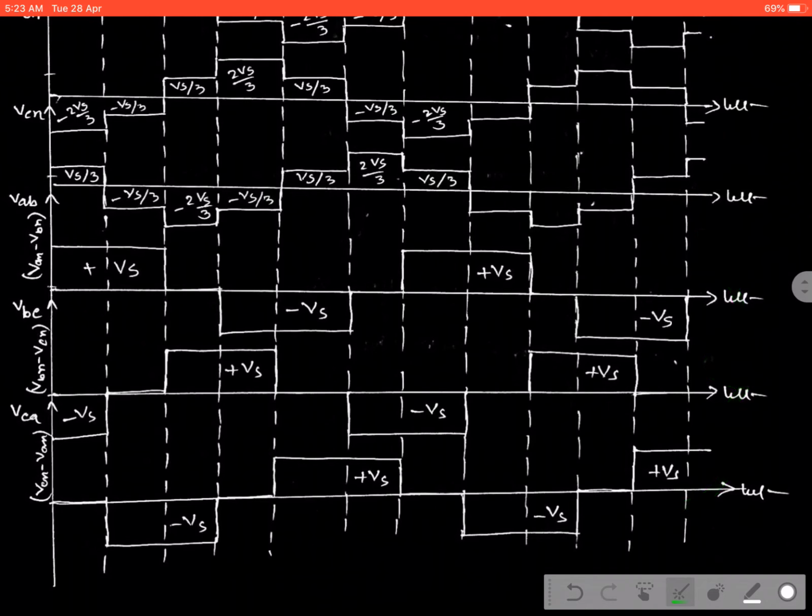Actually, we should be more focused on the line voltage rather than the phase voltage, because the line voltage is appearing across the load. Consider any one line voltage, suppose VAN, which starts from 0, then 120, then 180, and again the next cycle is repeated.